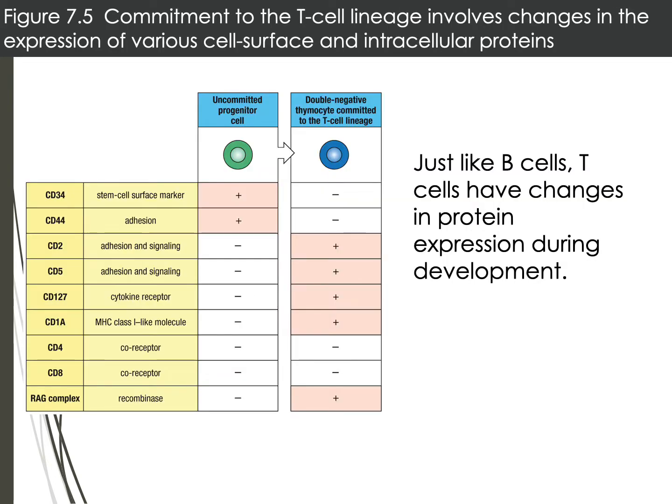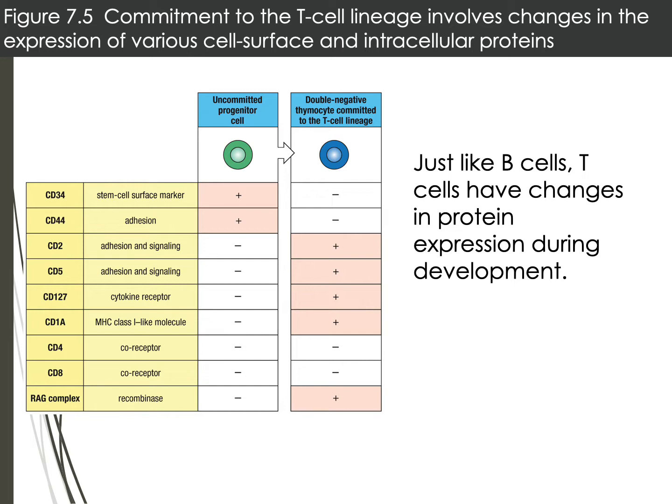When we look at the commitment to the T cell lineage, there's a number of proteins that change. So just like B cells, T cells are going to change protein expression during their development. So this is just looking at some of the different adhesion molecules, co-receptors, and their expression level as the T cell is going through early development. So this is going from an uncommitted progenitor cell, so like a lymphoid progenitor cell. And you can see how the stem cell surface marker is expressed. We have one adhesion molecule being expressed, but when the cell becomes a thymocyte and it's double negative, and we'll talk what that means, then it changes the expression.